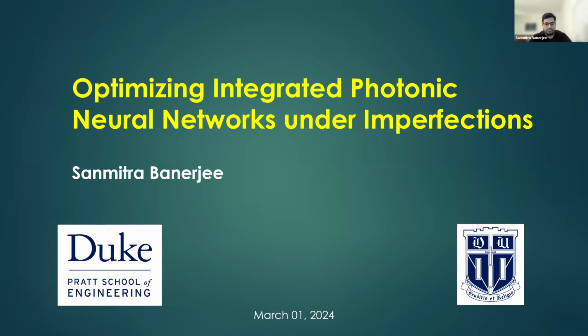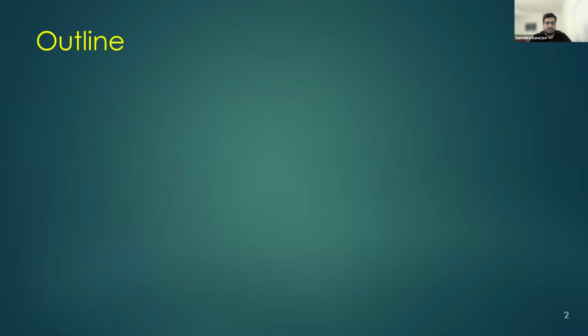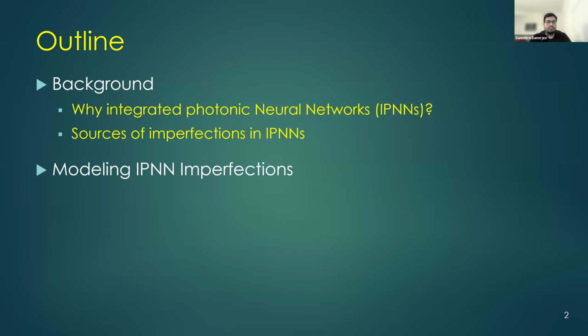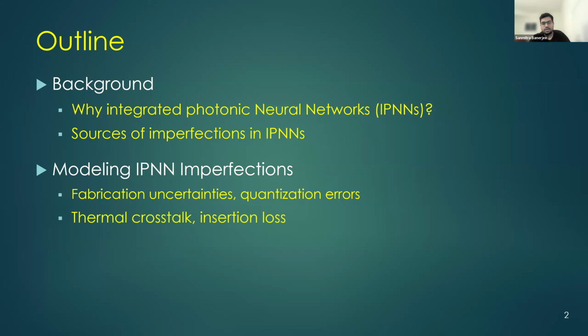So let's start. A brief outline of what I wanted to cover today. A background on why integrated photonic neural networks. Why do we need a new technology? And then what are the things that can go wrong in photonic neural networks? We'll explore many different issues, and we'll look at a comprehensive and systematic bottom-up approach of modeling all of these different imperfections. This will include fabrication uncertainties, quantization errors, thermal crosstalk, insertion loss.